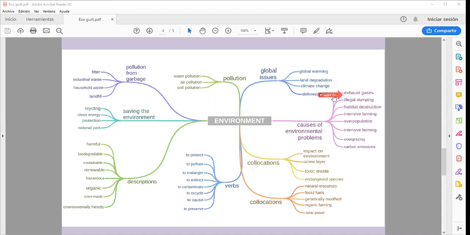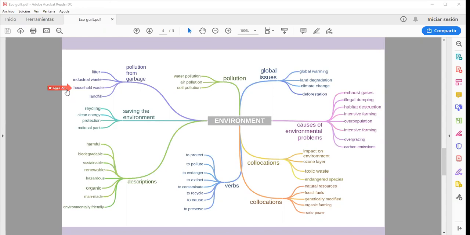Do me a favor. Let's read this and let's try to use it. How about household waste? What is household waste? Desechos domésticos. Excellent. And what are those?